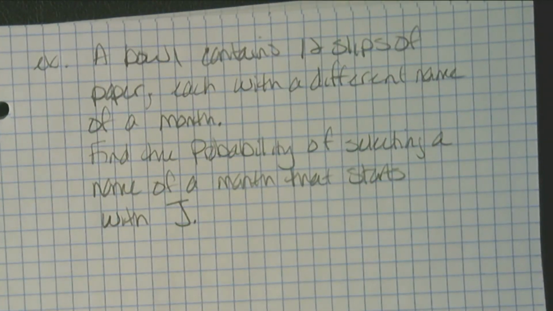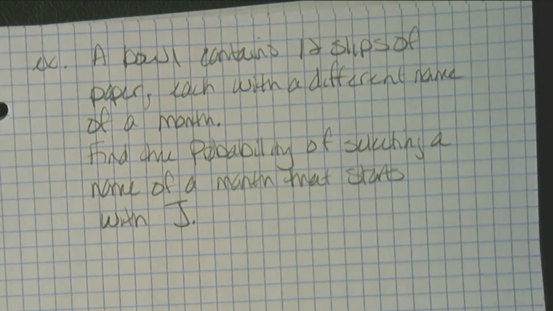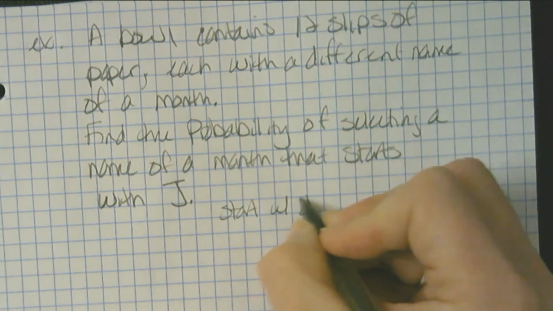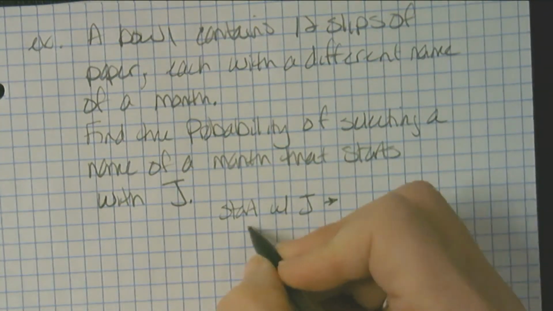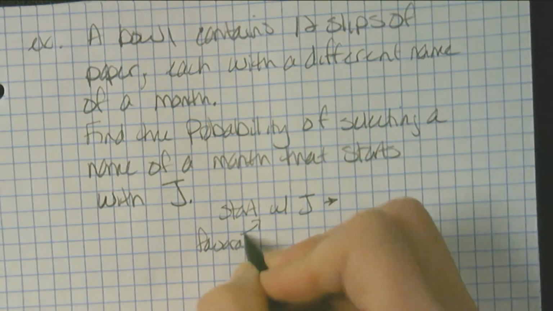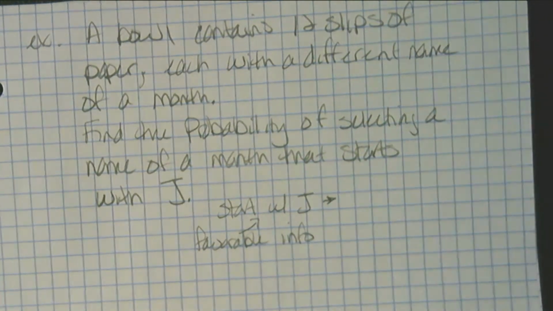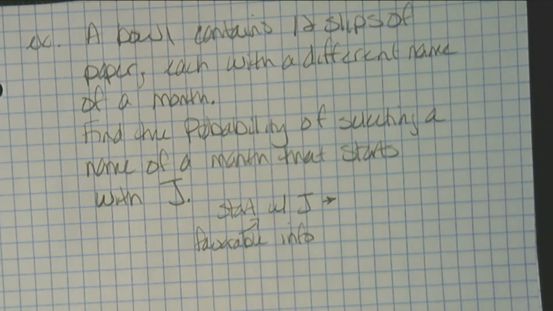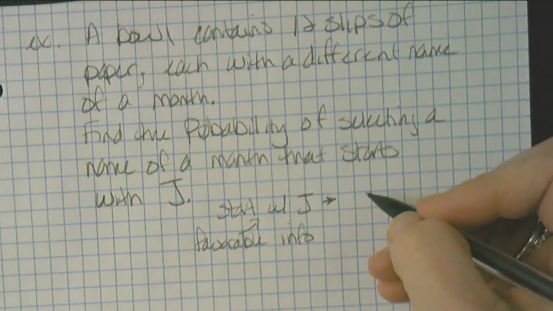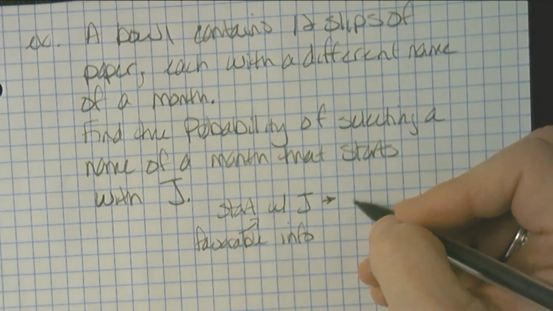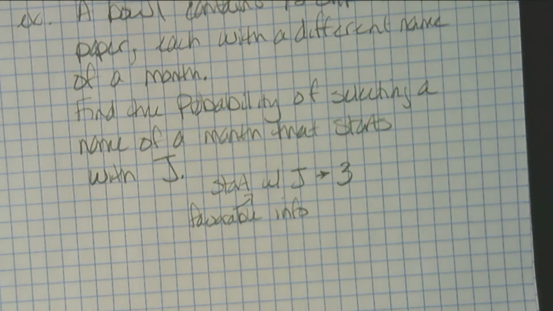All right, so the first thing I want you guys to do, other than writing your givens down, is figure out how many months start with J, because this is our favorable information. That's what we're looking for. So I need to identify that information. How many months start with the letter J? Peter? 3. So I have January, February, March, April, May, June, July, August, September, October. So we have 3. Now that we've done that, I want all of you to find the probability.